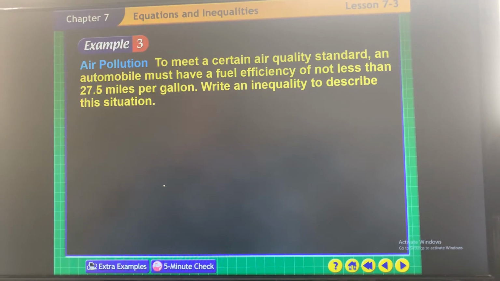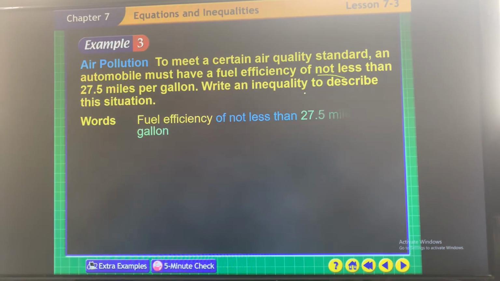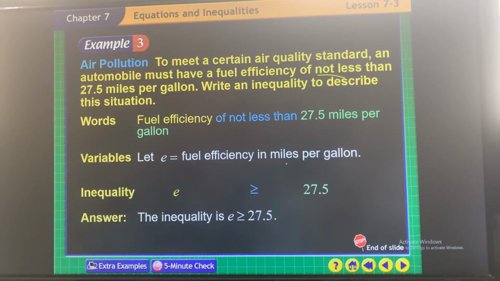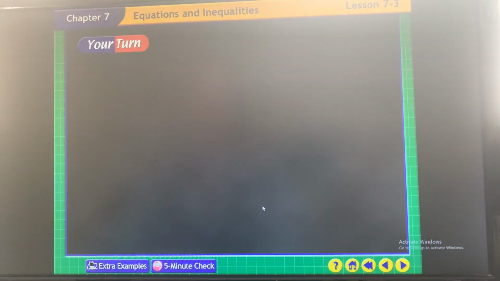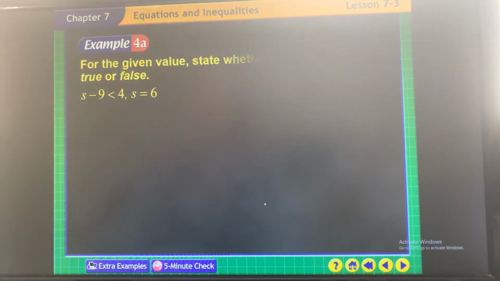To meet a certain air quality standard, an automobile must have a fuel efficiency of not less than, so if it's not less than, it must be greater than or equal to 27 and a half. So the efficiency has to be greater than or equal to 27 and a half. The cafeteria allows each student no more than 2 servings of dessert during lunch. I don't know why you're having 2 servings of dessert during lunch. You should have 1 or none, but whatever. But you can't have more than it. So it means you can only have less than or equal to it.